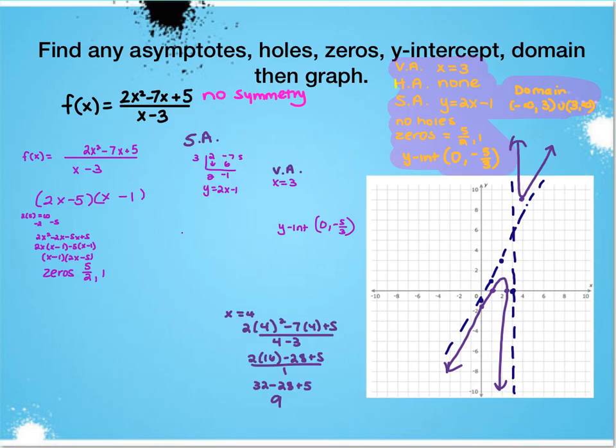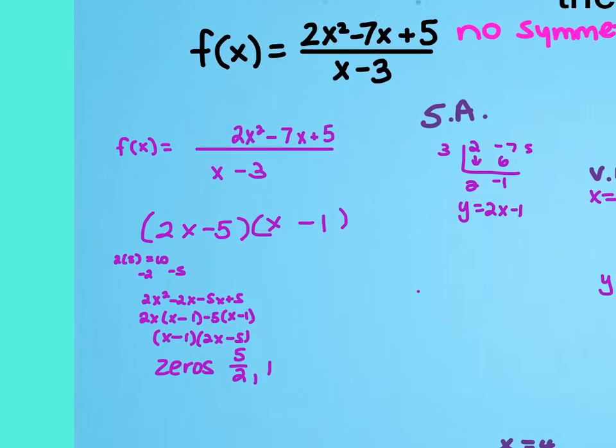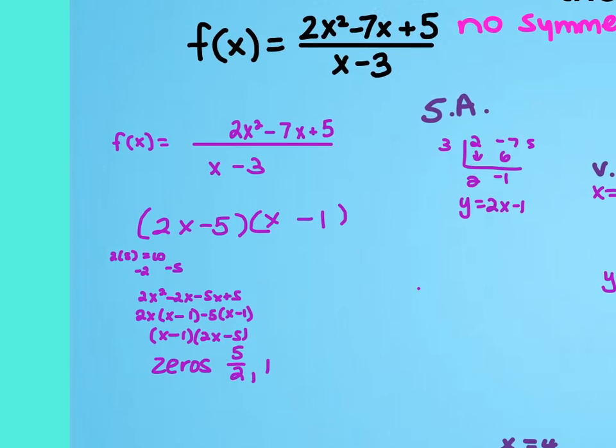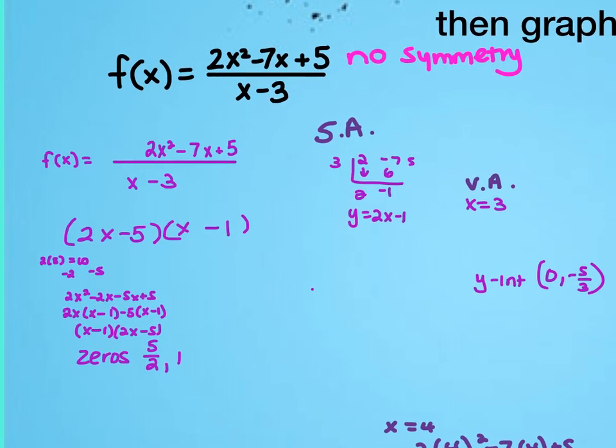All right, this is the third one. So this time you're going to factor your numerator, which is 2x minus 5 times x minus 1, and then it goes over x minus 3. Nothing's going to cancel, so there's no holes. Okay, vertical asymptotes come from your denominator. So that's x minus 3 equals 0, and the vertical asymptote is x equals 3.